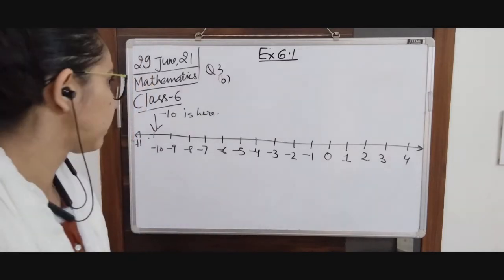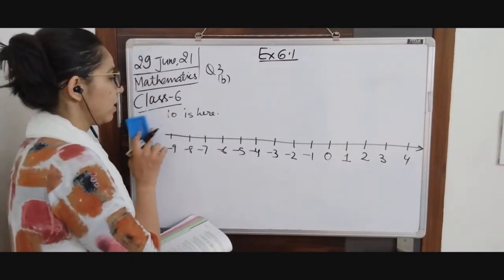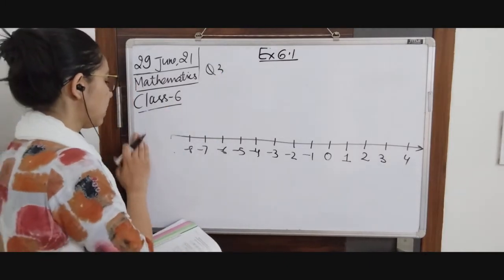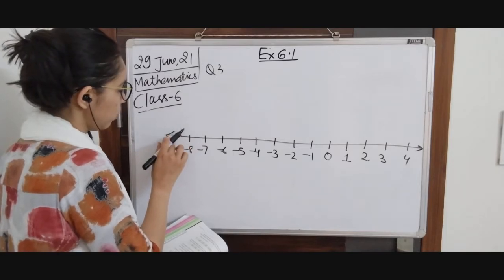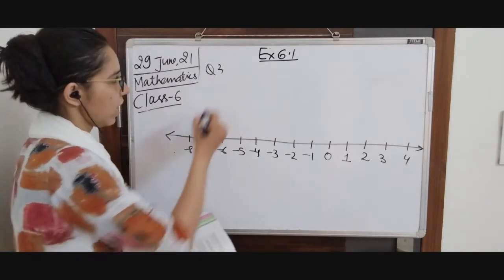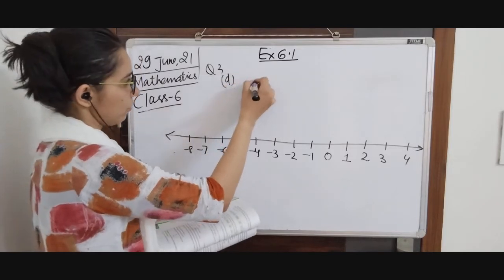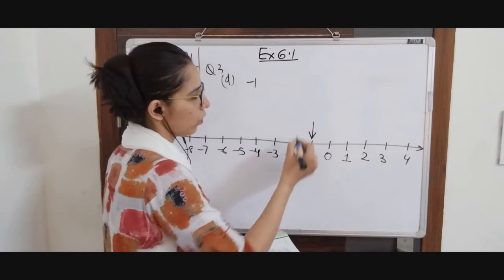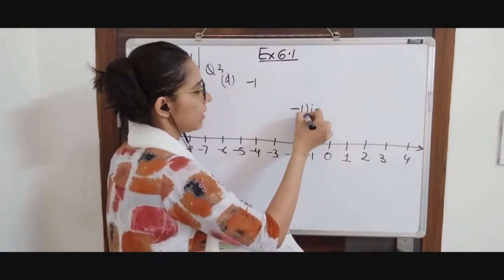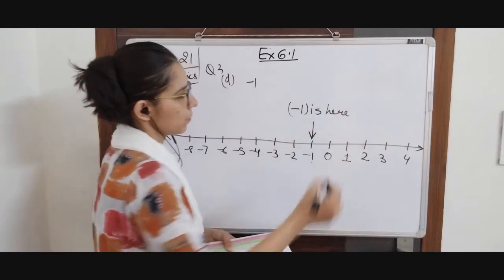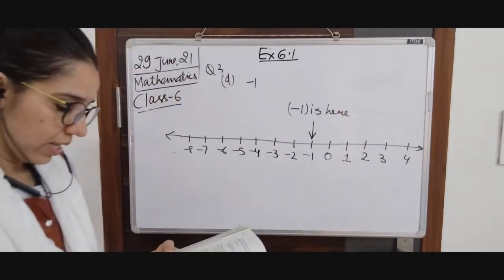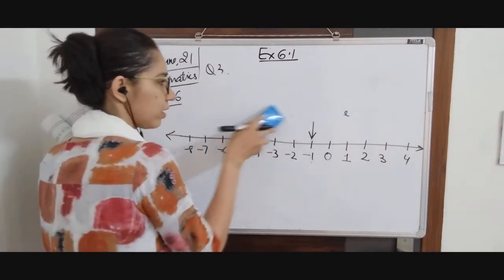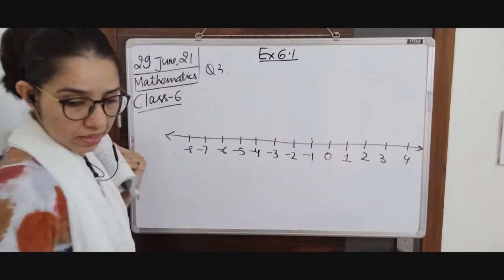Next is our C part. For C part, we will again make a number line and mark equal divisions on that. After that, we are going to number those divisions, and we have to find out -1. So -1 is here. You will put an arrow like this, and you will write that -1 is here. Okay. Next is our -6. For next part, you will again draw a number line.